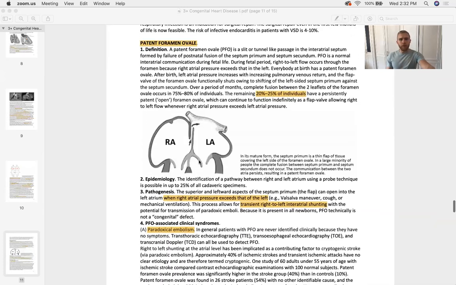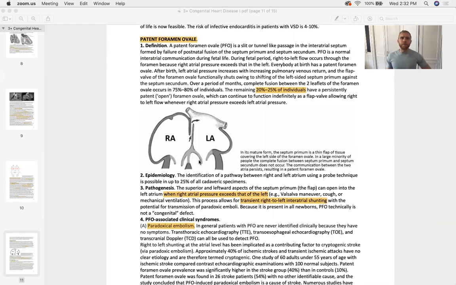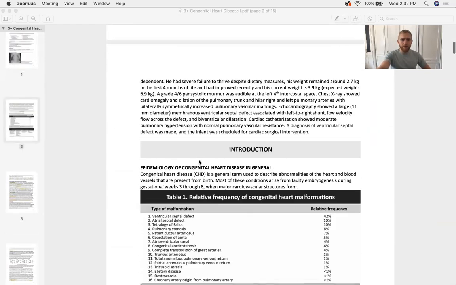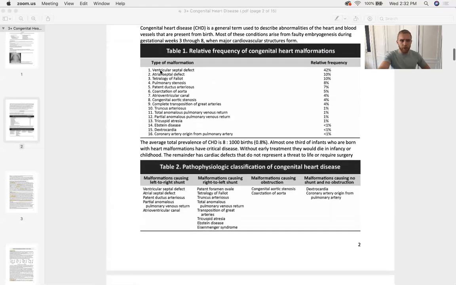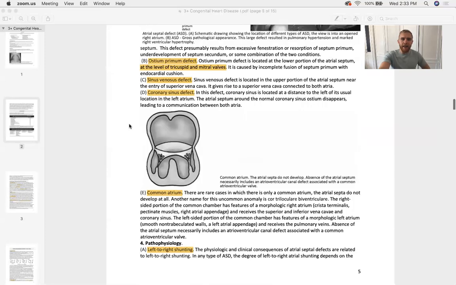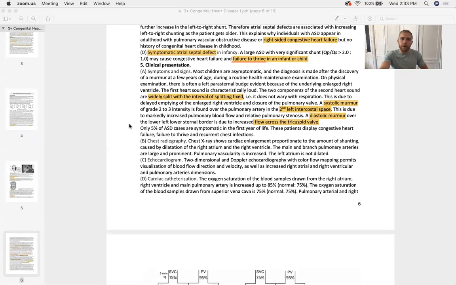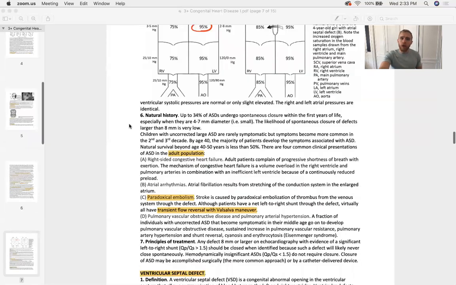Moving on to the patent foramen ovale. Patent foramen ovale is normal. If we go back up to this chart here, discussing the relative frequency, you notice the patent foramen ovale is not on there. And that's because the foramen ovale is patent in everybody at birth. In you, it was open whenever you were born, and it closed.